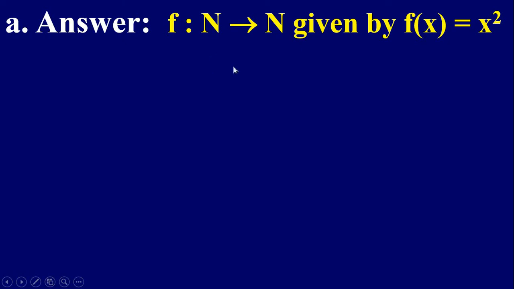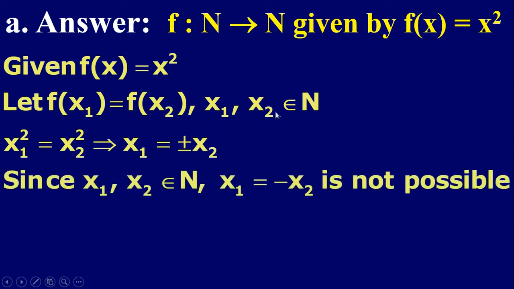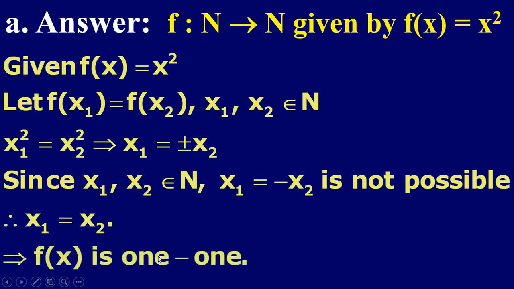Now first one, f from N to N given by f(x) = x squared. We prove it is 1-1. Take f(x1) = f(x2), where x1, x2 belong to N. Therefore f(x1) = x1 squared and f(x2) is x2 squared. And we can write x1 squared = x2 squared. That implies x1 = plus or minus x2. But importantly, x1 and x2 belong to natural numbers, so x1 = minus x2 is not possible. So therefore x1 = x2. Therefore this function is a 1-1 function.